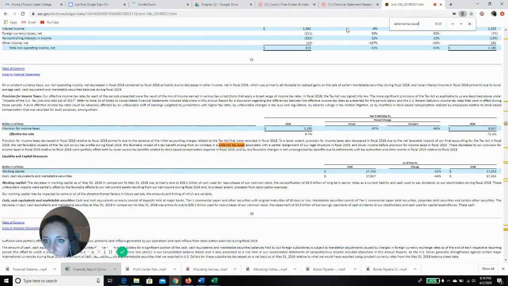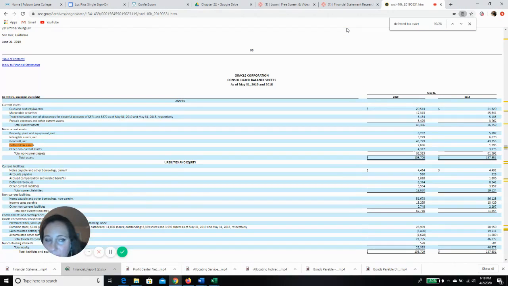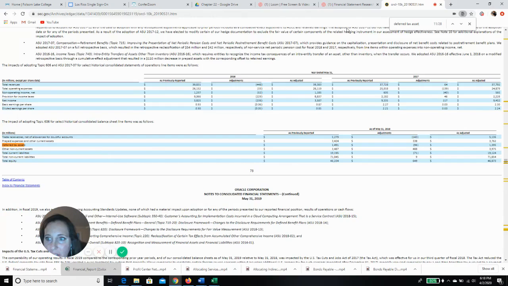It says the favorable impact of a tax benefit arising from the increase in a deferred tax asset associated with a partial alignment of our legal structure. Okay, so that's pretty much the same thing. This is just showing you where it is on the balance sheet. I've already seen that. Oh, this is the impacts of adopting Topic 606, which is an accounting statement. And it actually looks like they decreased their deferred tax asset because of that. So that's not what I'm looking for.